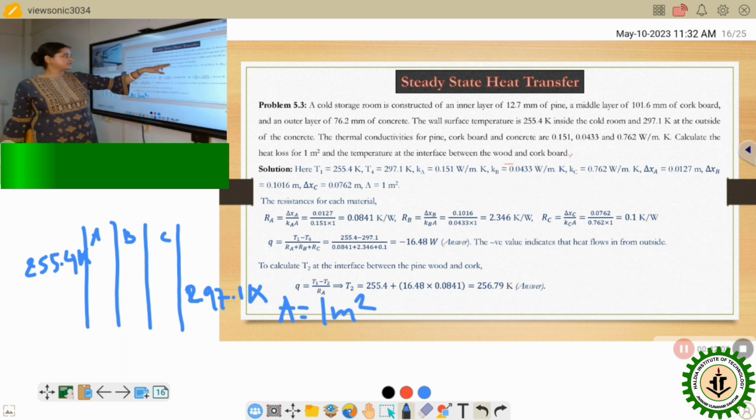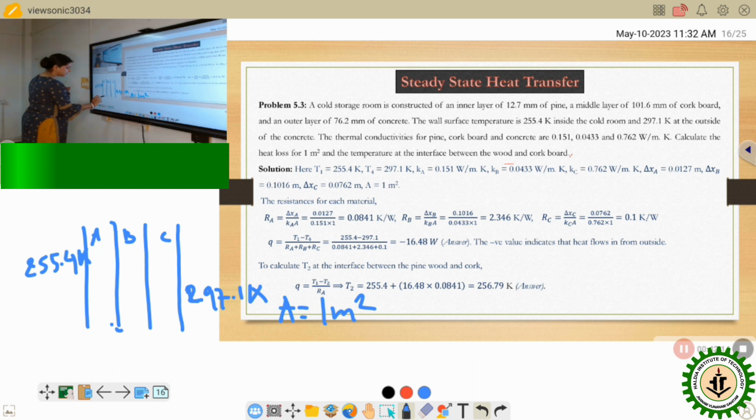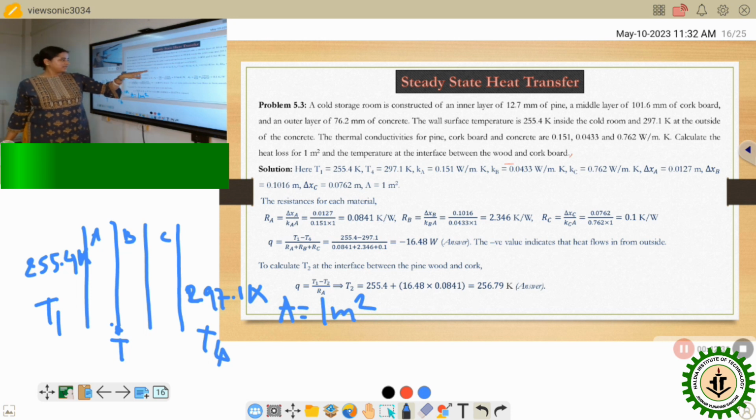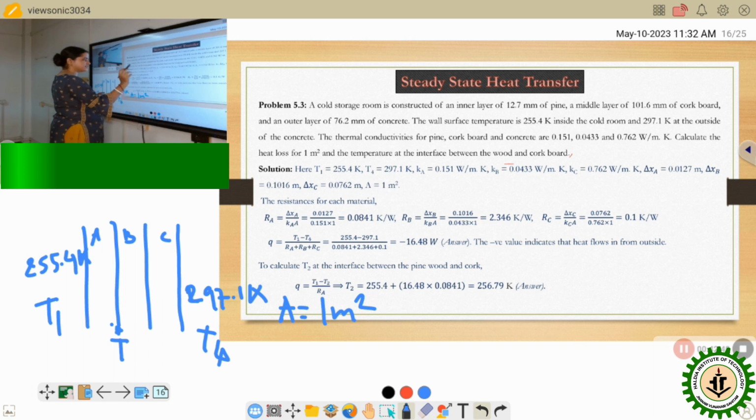And the temperature at the interface between wood and corkboard, I have to find out the temperature at this interface. Here T1 is 255.4, this is T1, this is my T4. For this area, the thermal conductivities KA, KB, KC are all given, and delta XA, delta XB and delta XC are also given. A is 1 meter square. So I can calculate resistance for each of the materials. For RA, delta XA by KA A, I am getting 1, for RB, delta XB by KB A, I will get 1, and for RC also I will get 1.